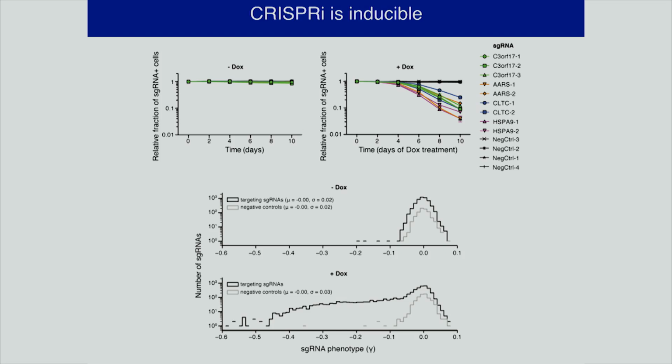And we can also use this in screens. This is just a small essential screen, so the gray is negative controls and black are targeting guides. Upon DOX induction, same deal as this, except in a pooled screen. You really see complete depletion of sgRNAs targeting essential genes.